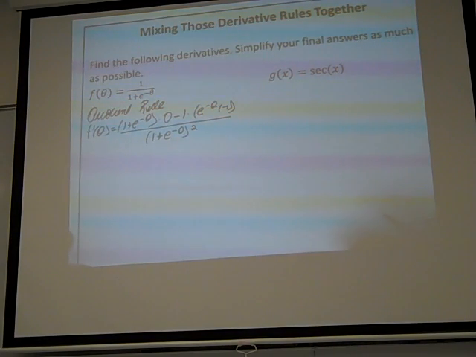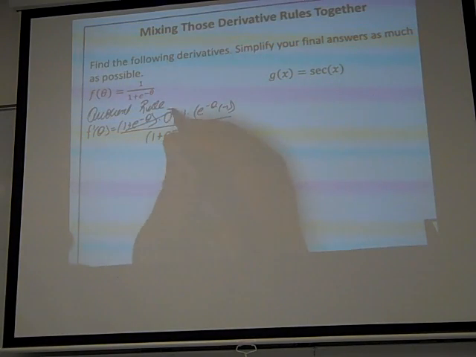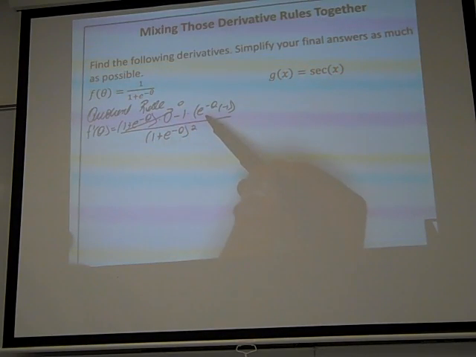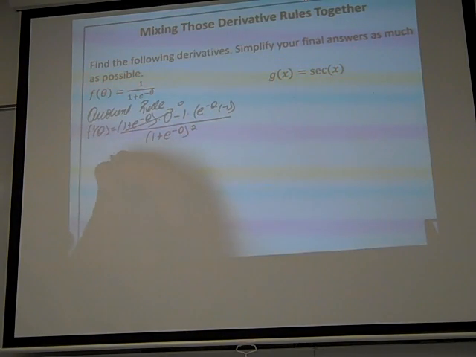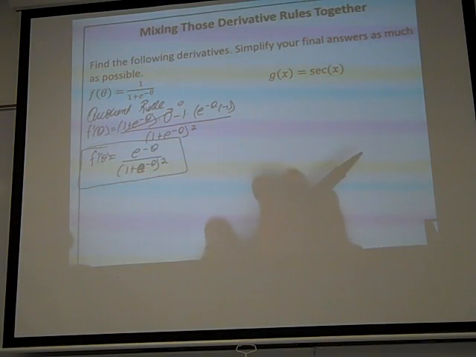I want to simplify this a little bit. 1 plus e to the negative theta times 0 is just 0. I have a negative 1 times e to the negative theta times negative 1. That's the same thing as e to the negative theta over 1 plus e to the negative theta squared. That's the derivative. You should be feeling good about that one. Sorry, it's a little messy at the end. That's how you can do it using your quotient rule.